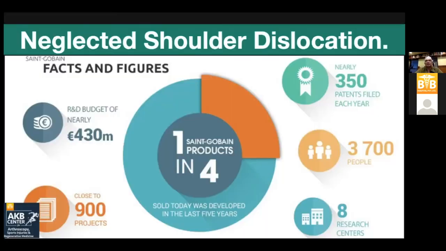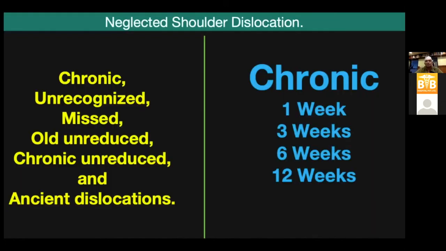So my final subtype of dislocation is neglected shoulder dislocation. This type of shoulder dislocation is very common in our part of the world. And if you see, the terms used to describe the neglected shoulder dislocations are chronic, unrecognized, missed, and there are so many mnemonics.